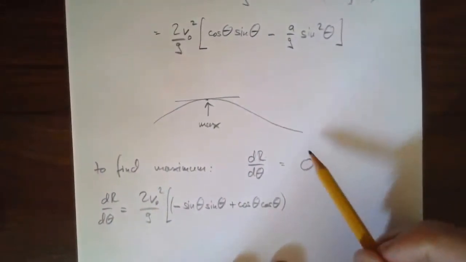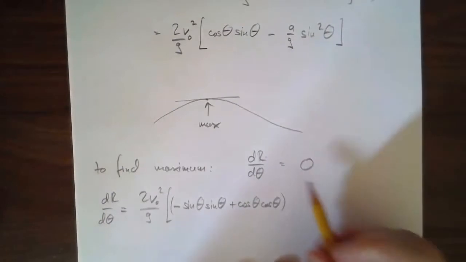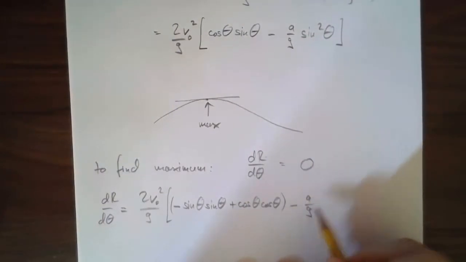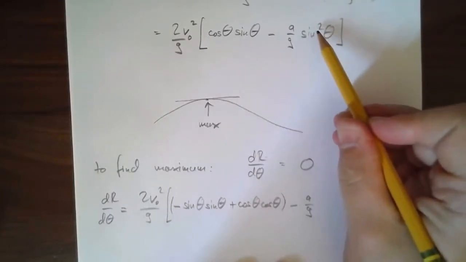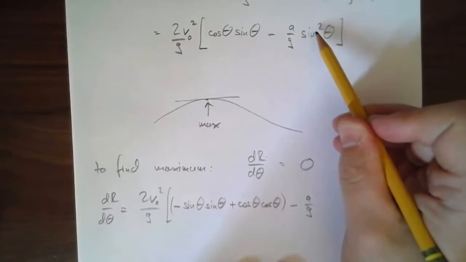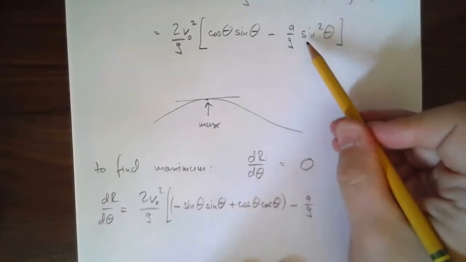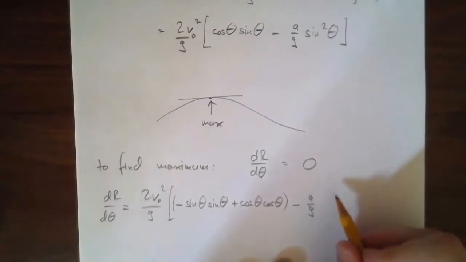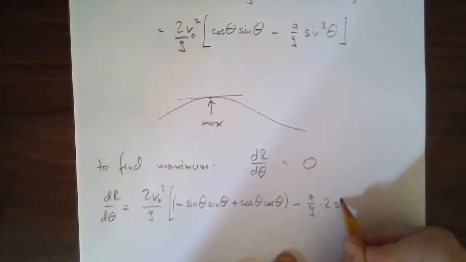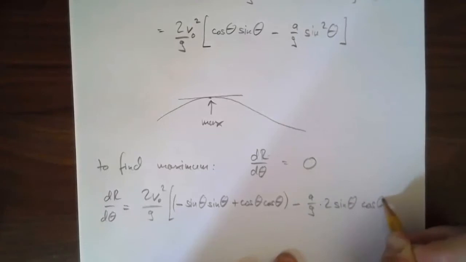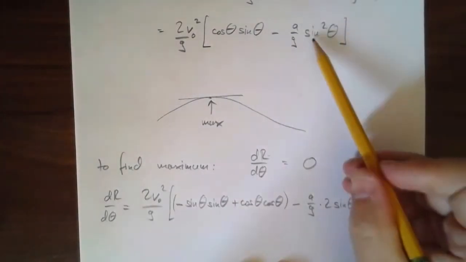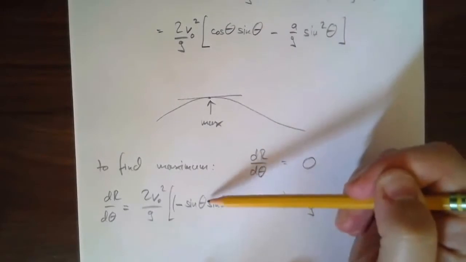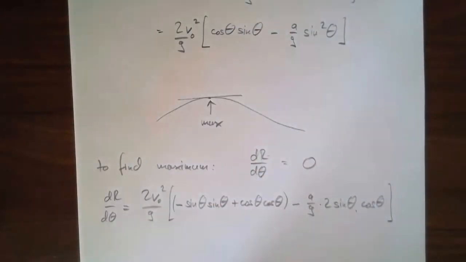And then back here, I've got minus a over g, and then I've got sine squared theta, so it's going to apply the chain rule, right? So sine squared goes to 2 sine, and then times the derivative of sine, which is cosine. 2 sine theta, cosine theta. So chain rule from here, and this one product rule to get me there.